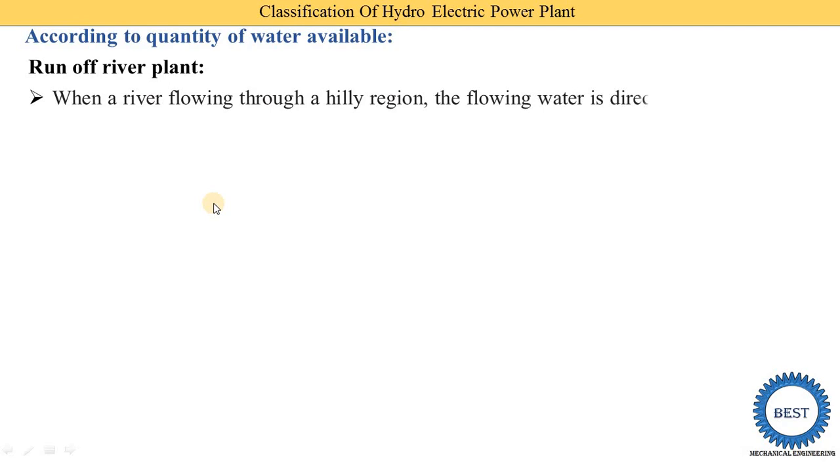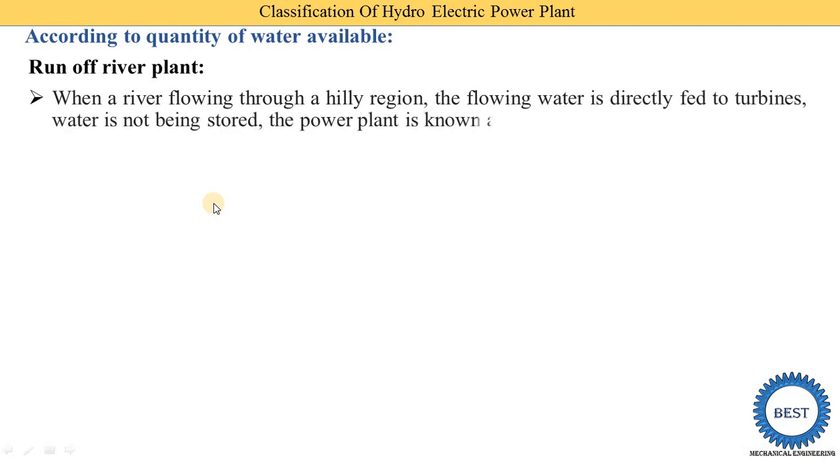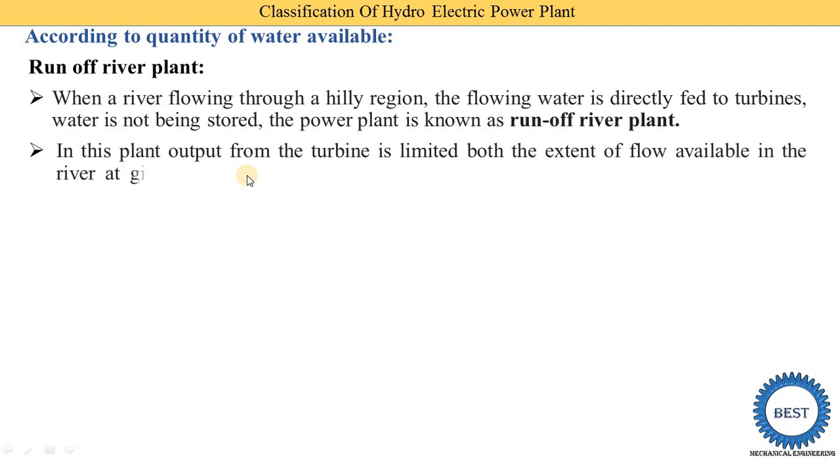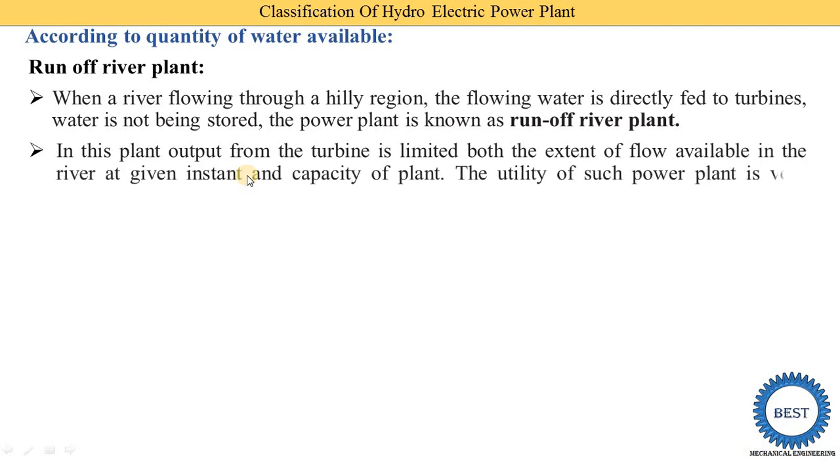When a river flows through a hilly region, the flowing water is directly fed to the turbine. It is installed at the place where the velocity of the water is high in the river, in a hilly area, where the water is coming from very high altitudes. This water is directly fed to the turbines, not being stored, means no reservoir and no dam are used. The power plant is known as the run-of-river plant. In this plant, output from the turbine is limited by both the extent of flow available in the river at a given instant and the capacity of the plant, means the capacity of the plant is lower.